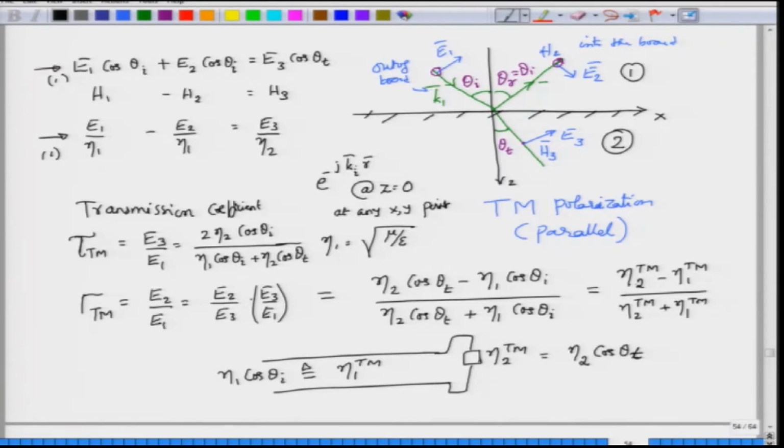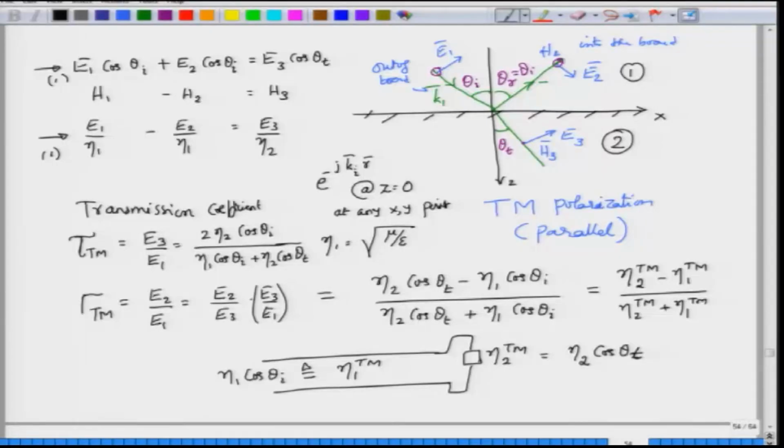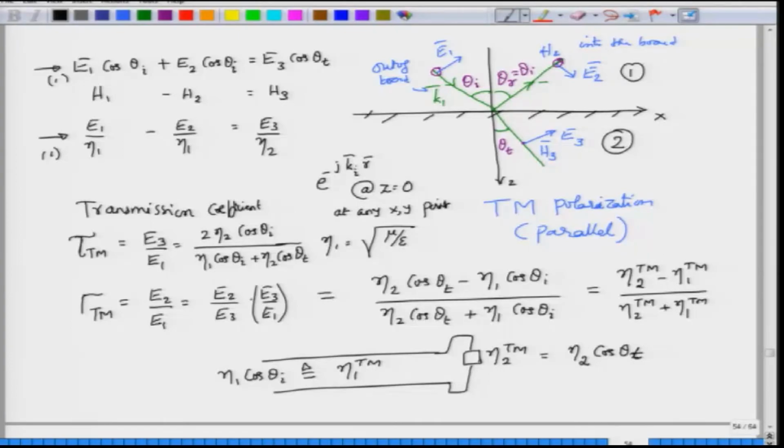It looks like we simply have this as eta 2 TM. This is like the reflection coefficient of a normally incident wave. Alternatively, this is equivalent to a transmission line in which the terminating or load impedance is eta 2 TM, which is basically eta 2 cos theta t, connected to an infinitely long lossless transmission line having a characteristic impedance of eta 1 TM. So, this situation that we have drawn in the transmission line is exactly equivalent to the plane wave that we have been considering. This is a one-to-one correspondence.